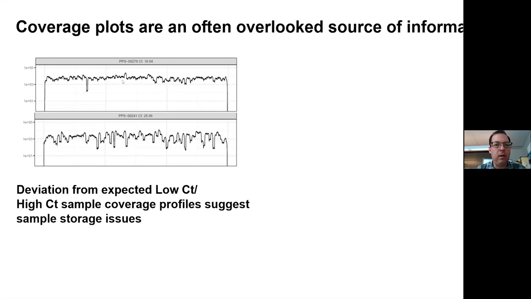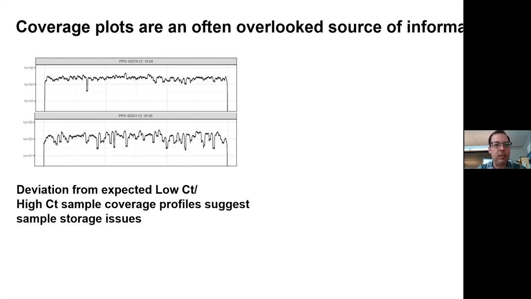So here on the left are 2 coverage plots from previously known positive samples that we did for one study. On the top is a CT of 18 sample, which is a very concentrated sample. And the bottom one is a CT of 28. So that's about 2 to the 10th more dilute on the bottom. This is just 2 points, but basically the trend holds where the more dilute a sample is, the more the coverage varies.